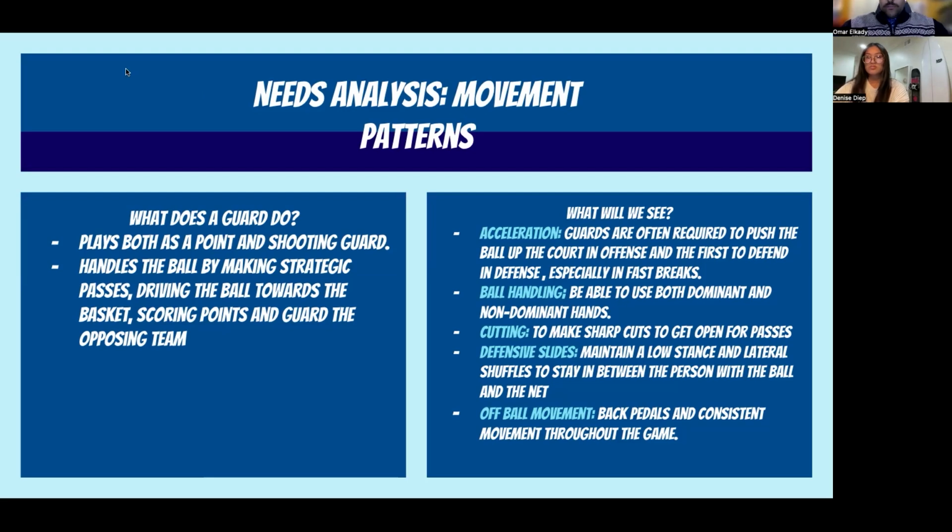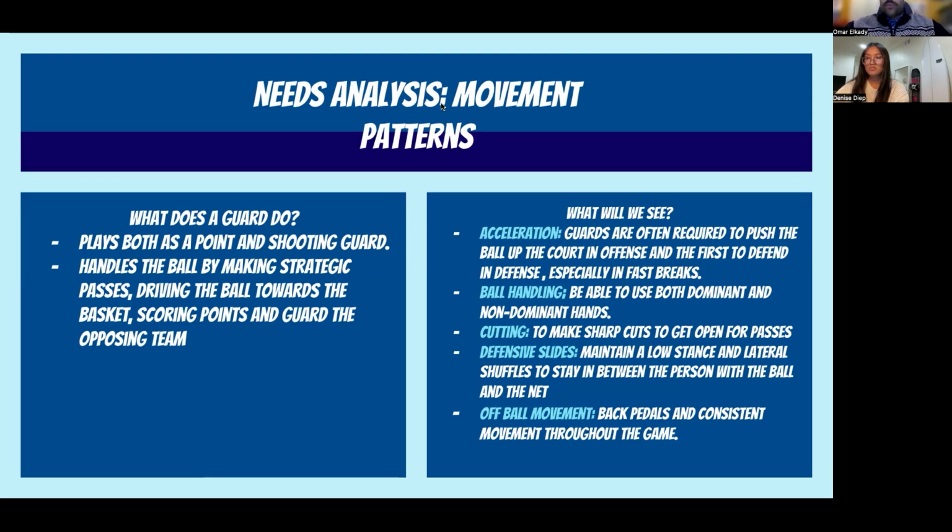So what will we see? Acceleration. Guards are often required to push the ball up the court on offense, and they are usually the first to defend, especially on fast breaks. Ball handling. They need to be able to use the dominant hand and non-dominant hand to protect the ball away from defenders. Cutting. They need to make sharp cuts to get open for easy passes in open lanes.